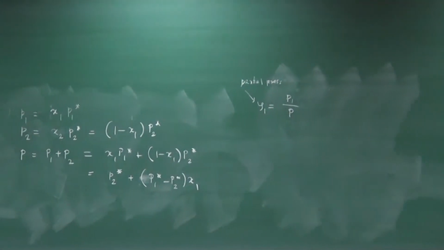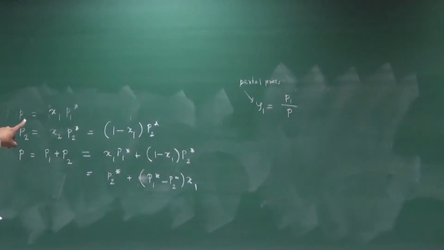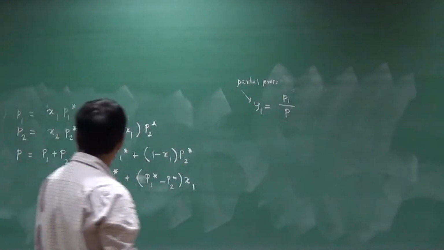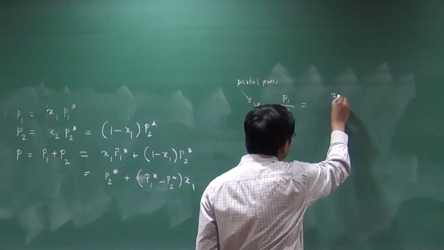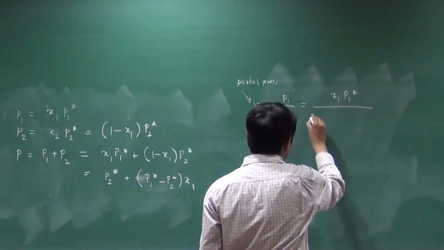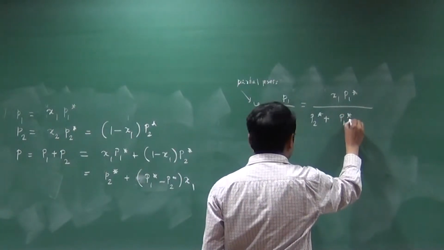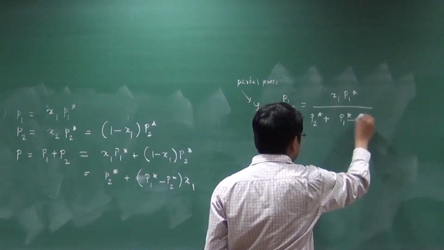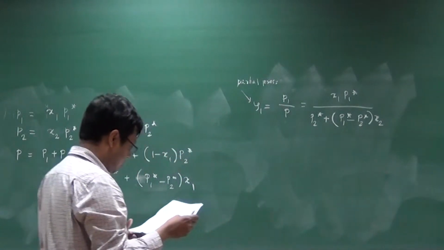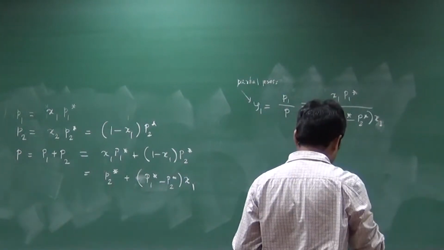So what is P1? It is basically x1 P1 star. And what is P? This is the entire thing. So let us just write it: x1 P1 star divided by P2 star plus (P1 star minus P2 star) times x2.